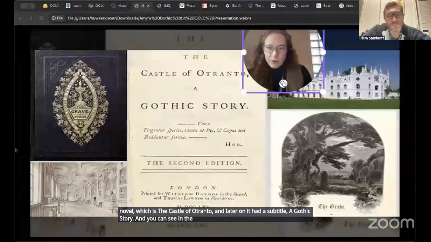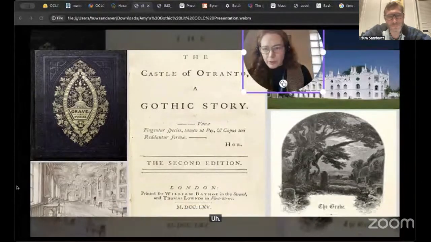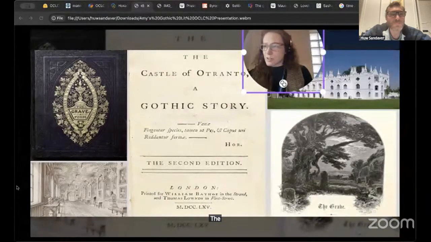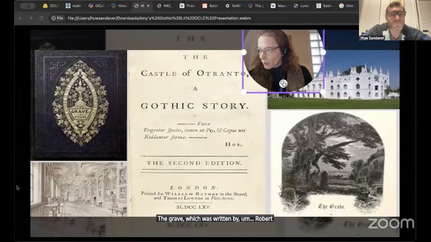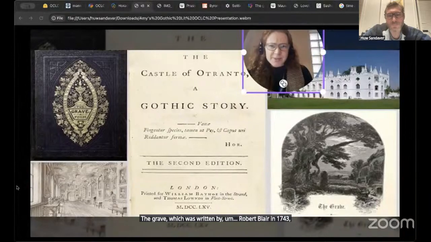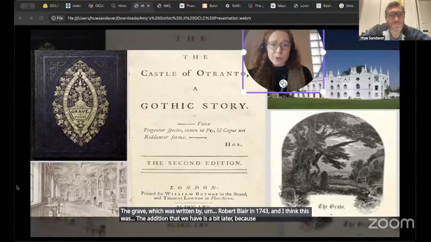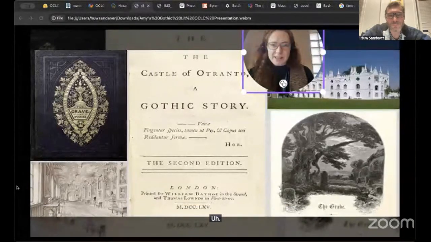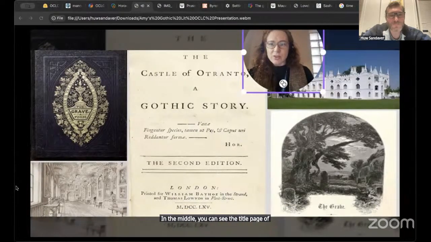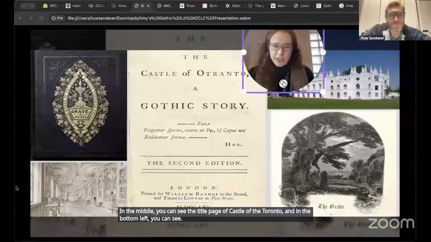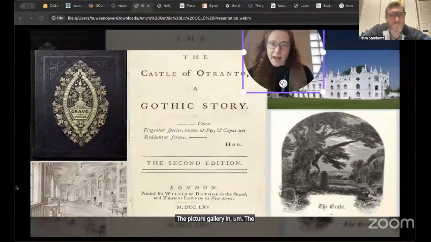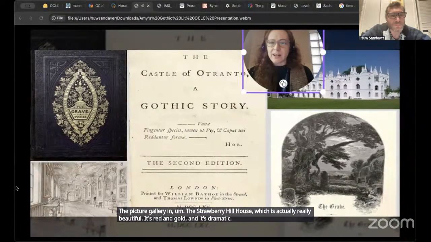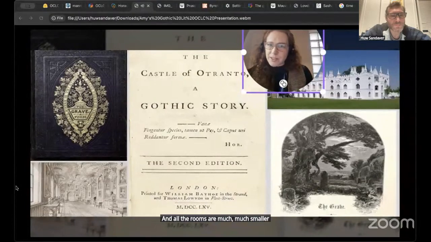And you can see in the top left there a beautiful cover from our own rare books collection of The Grave, which was written by Robert Blair in 1743. And I think the edition that we have is a bit later because it has some beautiful engravings. So we digitized those for you. In the middle, you can see the title page of Castle of Otranto. And in the bottom left, you can see the picture gallery in the Strawberry Hill House, which is actually really beautiful. It's red and gold and it's dramatic. And all the rooms are much, much smaller than you would expect.